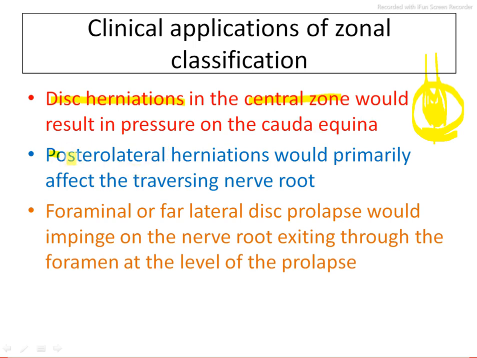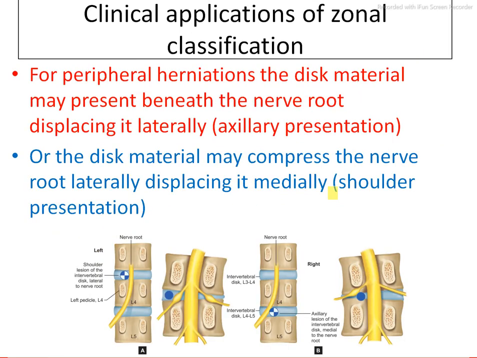Another implication is that when there is posterolateral herniation, it would primarily affect the traversing nerve root. We will discuss this in a later part. And when there is foraminal or far lateral disc prolapse, it would impinge on the exiting nerve root. So now here two things we have come across, that is the traversing nerve root and the exiting nerve root. We will discuss this through this diagram.